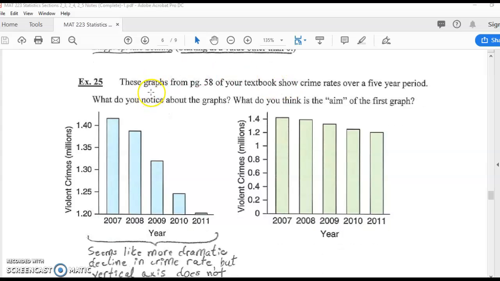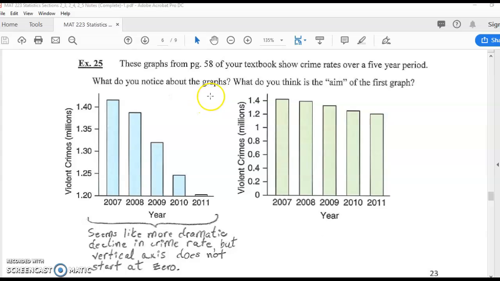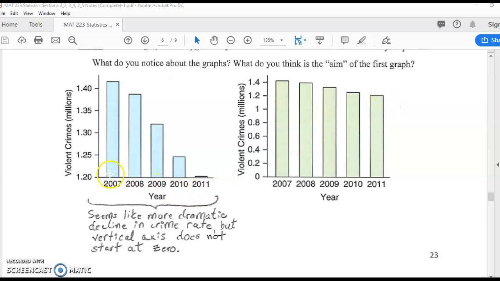So in example 25, these graphs are actually right out of page 58 of your text. They show crime rates over a 5-year period. So what do you notice about the graphs? And what do you think is the aim of the first graph? Hopefully everyone can see right away that we have violent crimes. Now this is the same data. It looks quite different. Well, what's the difference?